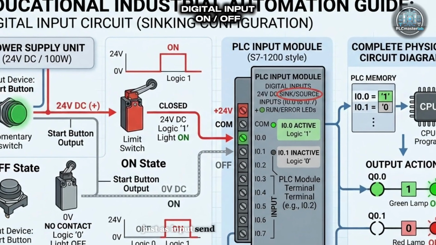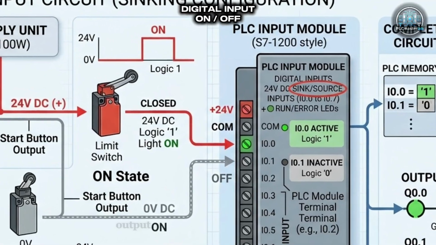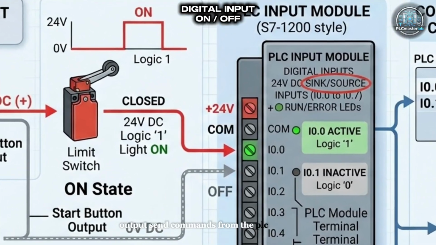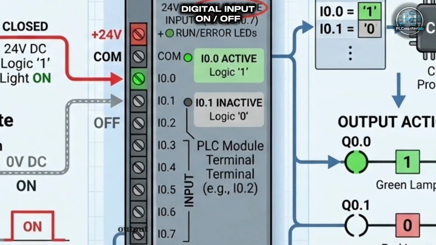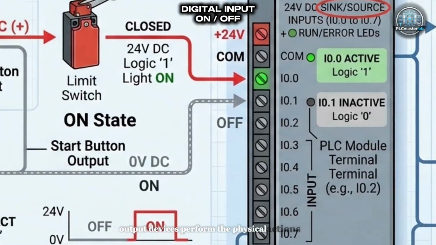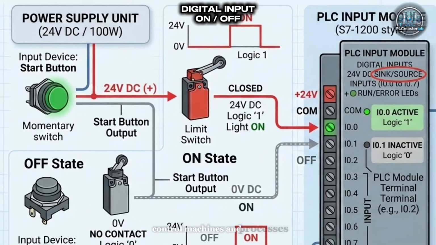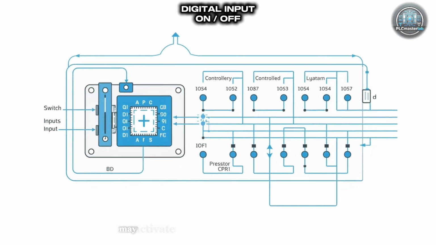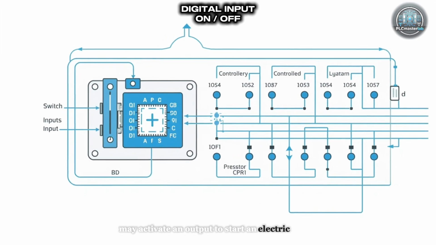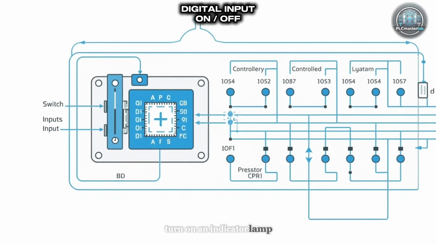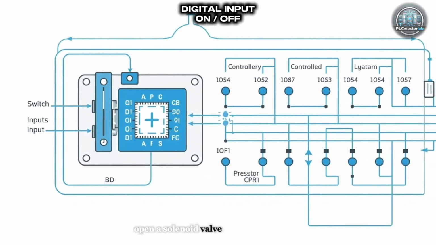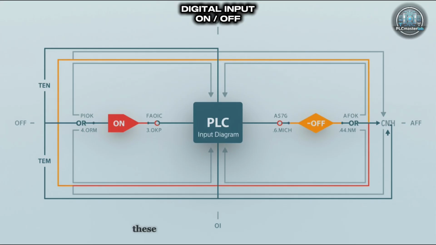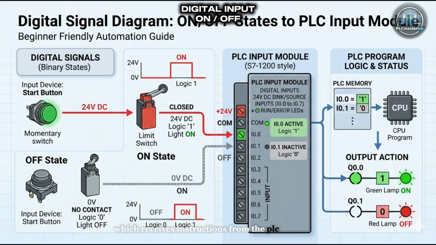Just as inputs send signals into the PLC, outputs send commands from the PLC to external devices. Output devices perform the physical actions that control machines and processes in the factory. For example, the PLC may activate an output to start an electric motor, turn on an indicator lamp, open a solenoid valve, or trigger an alarm. These output devices are connected to the PLC output module, which receives instructions from the PLC processor.